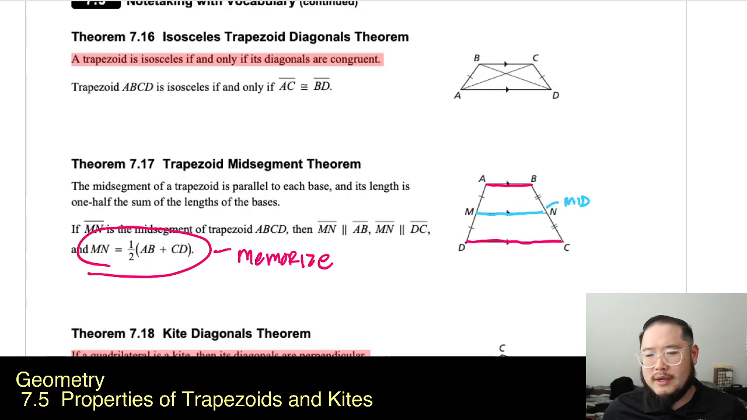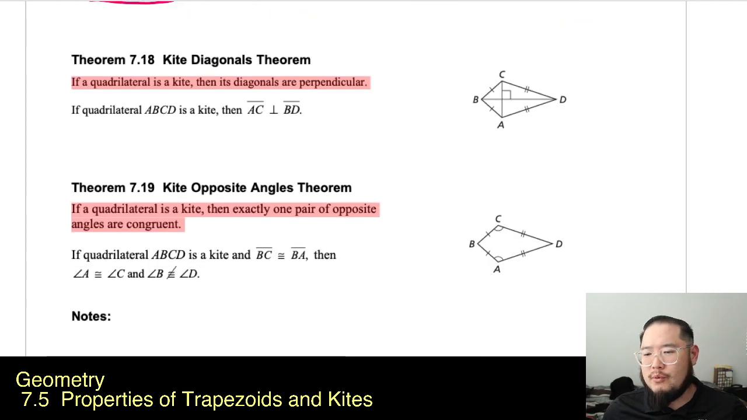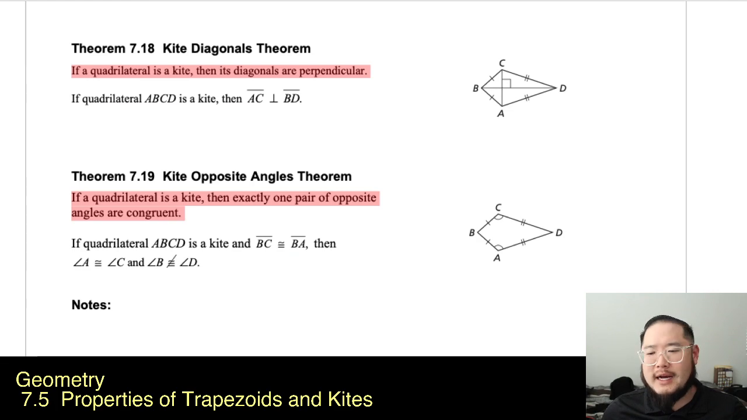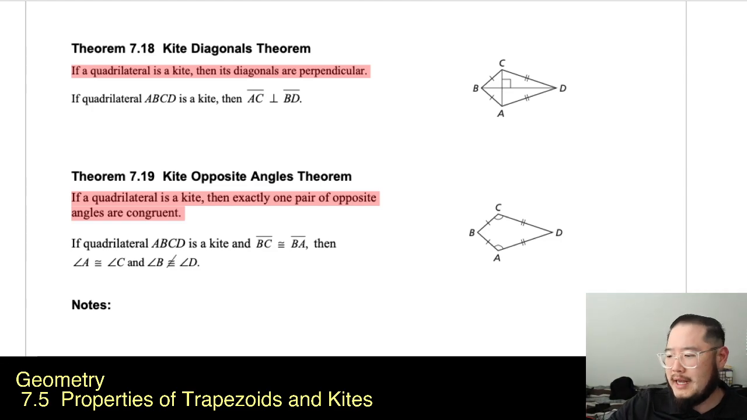Next up, we have theorem 7.18. We're taking a look at the diagonals of a kite. So once again, a quadrilateral is a kite if the diagonals are perpendicular. Let's go ahead and move right along. Theorem 7.19, the kite opposite angles theorem. Remember, there is one set of angles that are congruent. And typically, you should be able to see it. They're the two angles that are obtuse right there. Only one pair, not all four. Otherwise, that would be a different type of figure.